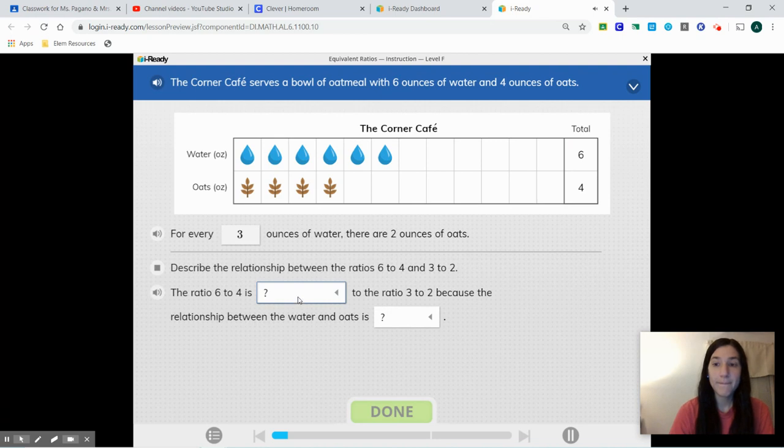Describe the relationship between the ratios 6 to 4 and 3 to 2. So these are going to be equivalent ratios because the relationship between the water and oats is the same. Nice.